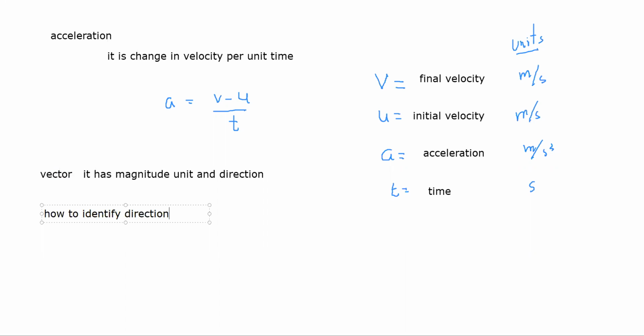How to identify the direction? It depends on the direction of the velocity. So the direction of acceleration depends on the direction of velocity. Example, if I give an example, say an object was moving with a speed of 10 meter per second and hit the surface and bounced back.